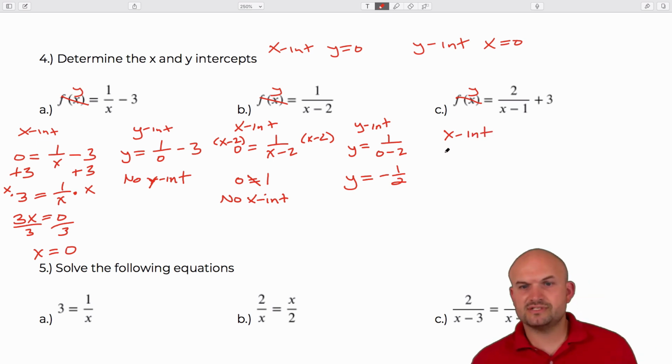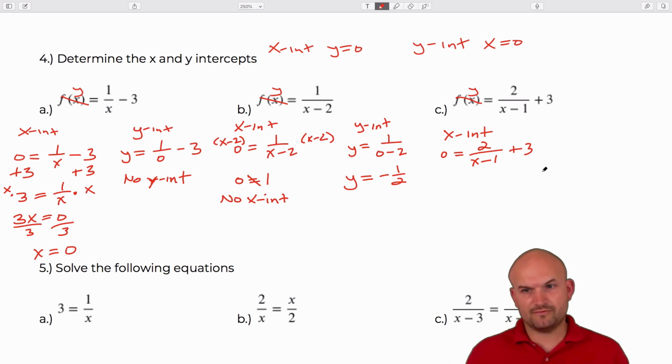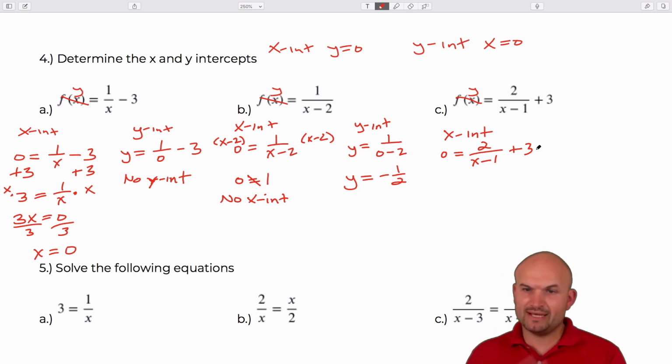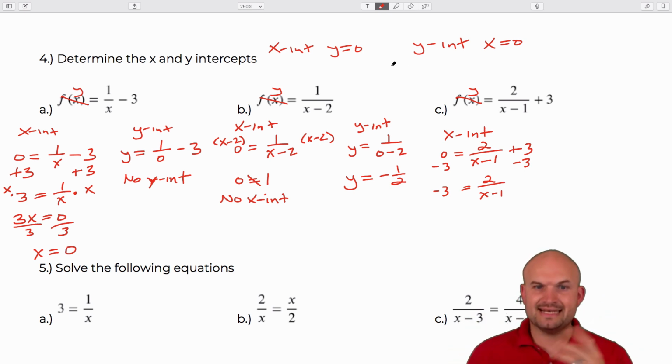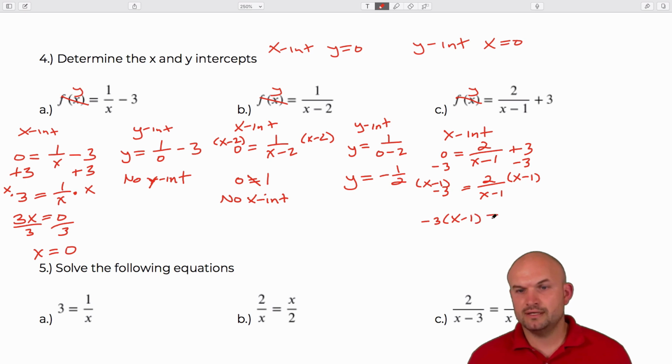So the x-intercept is going to be 0 equals 2 divided by x minus 1, plus 3. All right, so in this example, again, we got to be very careful with our order of operations, right? We can't multiply by x minus 1 before we get rid of this 3. So we're going to need to subtract 3 first. All right, so I get negative 3 equals 2 over x minus 1. Now that I have my fraction isolated on the side, I can multiply by its denominator to get the x off the denominator. So I'm going to need to multiply by an x minus 1.